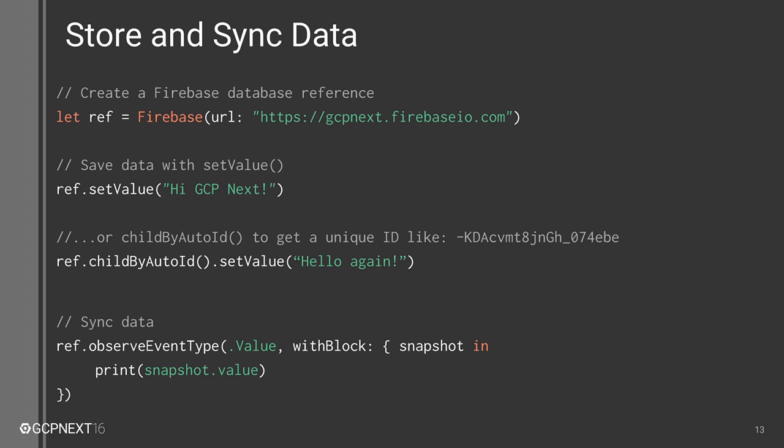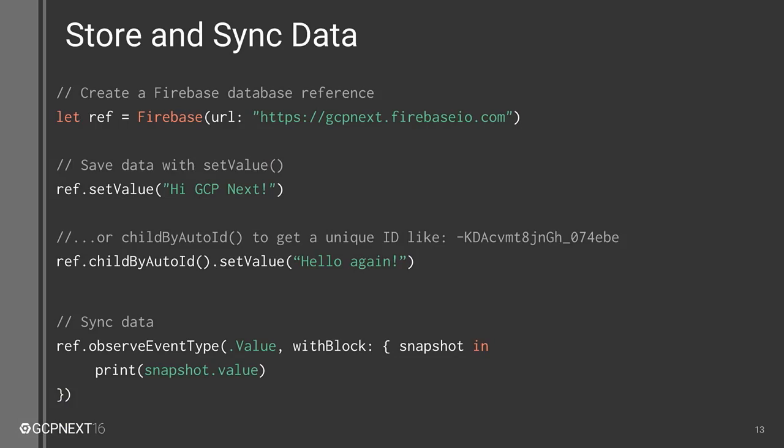And there's two ways to write data to Firebase. The first is setValue in Swift. What this will do is it'll update the location with whatever you pass it. You can pass it a string, an object, a number, a Boolean, and it'll update that. So setValue is useful in certain situations.